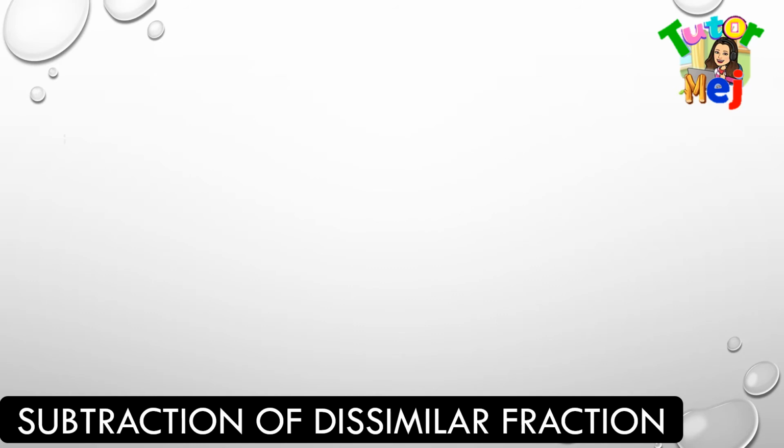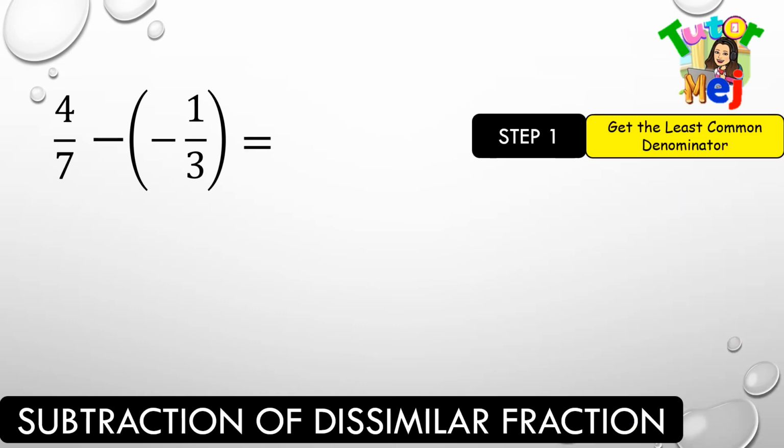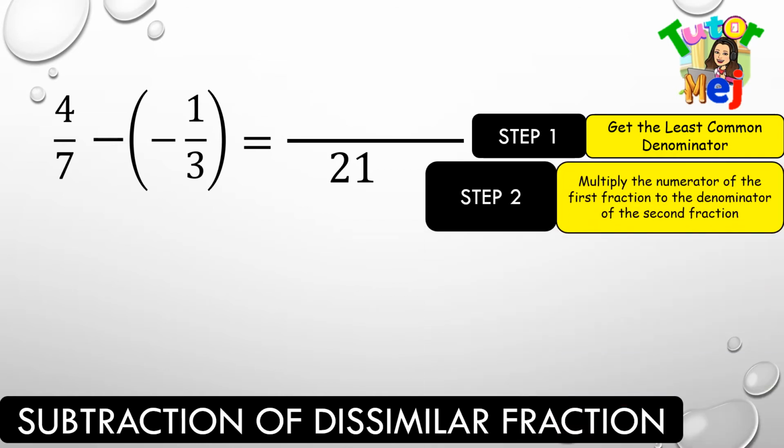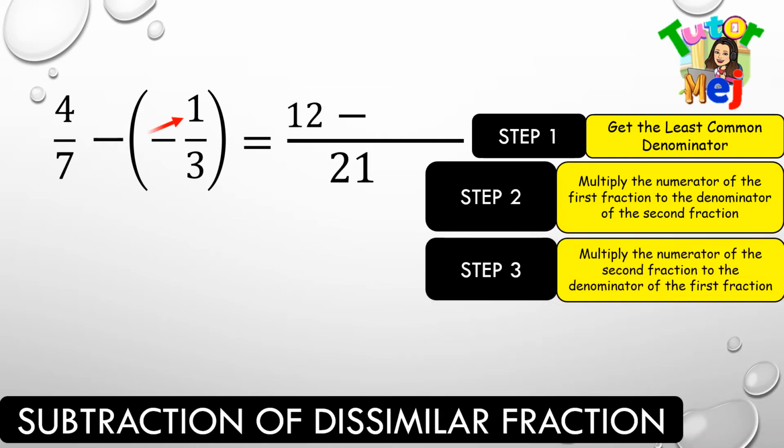Okay, so another example is 4 over 7 minus negative 1/3. So, step 1, get the LCD. 7 times 3 will give us 21. So, gawin natin yung mas madaling paraan. Cross-multiply natin. Multiply the numerator of the first fraction to the denominator of the second fraction. So, 4 times 3, it will give us 12. Tapos, carry lang natin yung minus na operation natin. And then, for step 3, multiply naman natin yung numerator ng second fraction to the denominator of the first one.